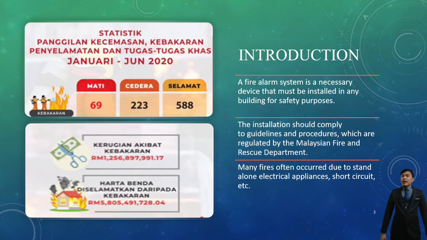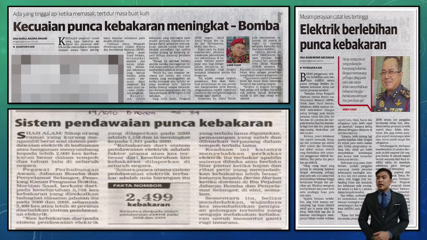For the introduction, every building needs a fire alarm system for safety purpose. The fire alarm system installation must comply with the procedure and guidelines regulated by the National Fire and Rescue Department. Many cases of fire in government buildings and offices occur because of short circuit and electrical appliance damage, faulty and misuse. These are the newspaper headlines for the cause of fire cases that occur.